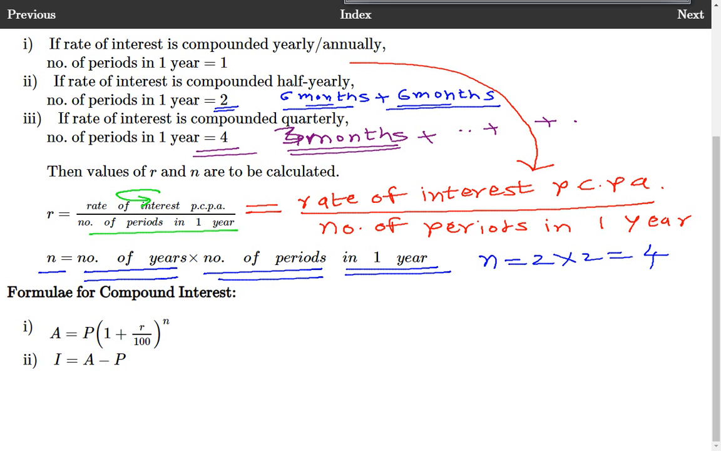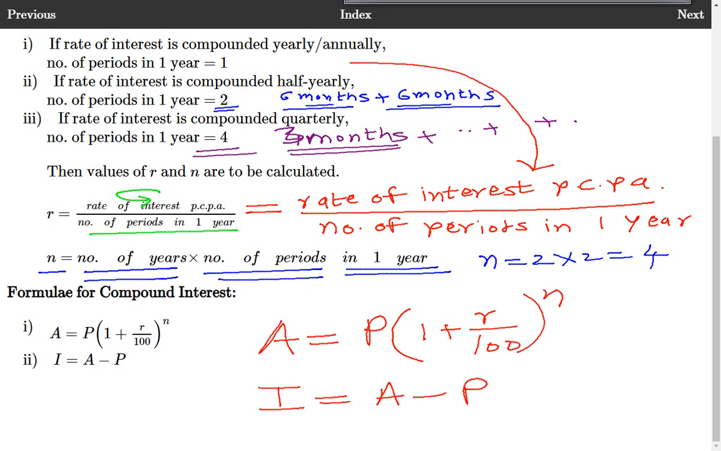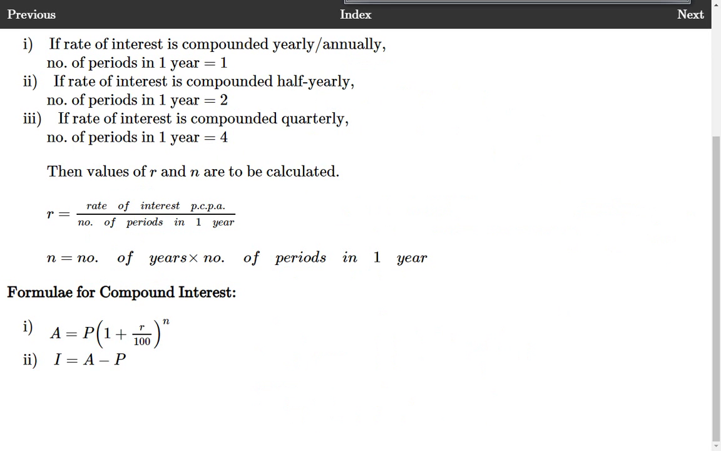Now the most important part for formula of compound interest is this. We have two formulae for compound interest. A is equal to P into the bracket 1 plus R upon 100 raised to n, and compound interest I is equal to A minus P. So remember these two formulae. One formula is for amount, A is equal to P, the bracket 1 plus R upon 100 raised to n, and second formula is compound interest I is equal to A minus P. In next lecture, we will solve some examples on compound interest based on this formula.